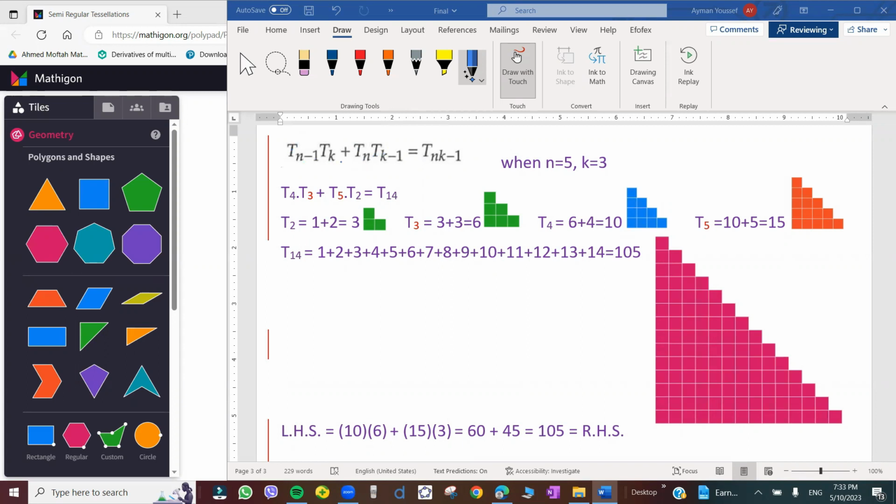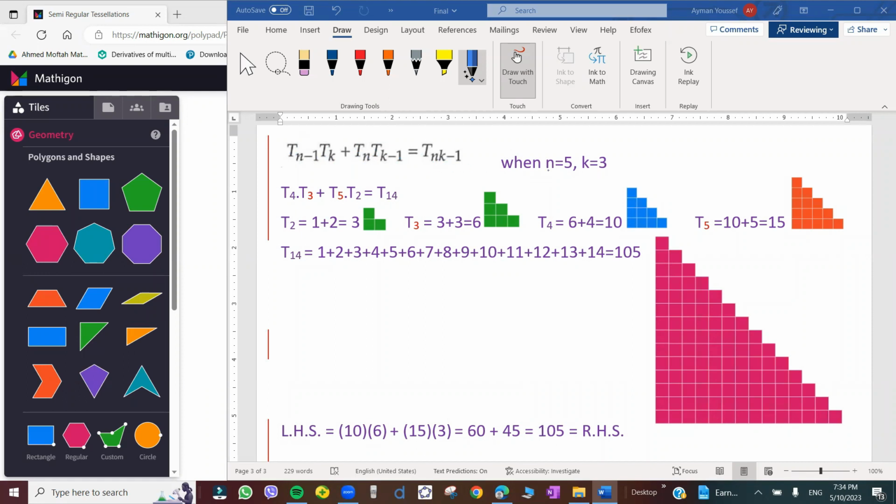So this identity is T_(n-1) times T_k plus T_n times T_(k-1) supposed to be equal to T_(nk-1). We have to prove this and explain this and verify that the left-hand side equals the right-hand side. We can take, for example, n equal 5 and k equal 3.